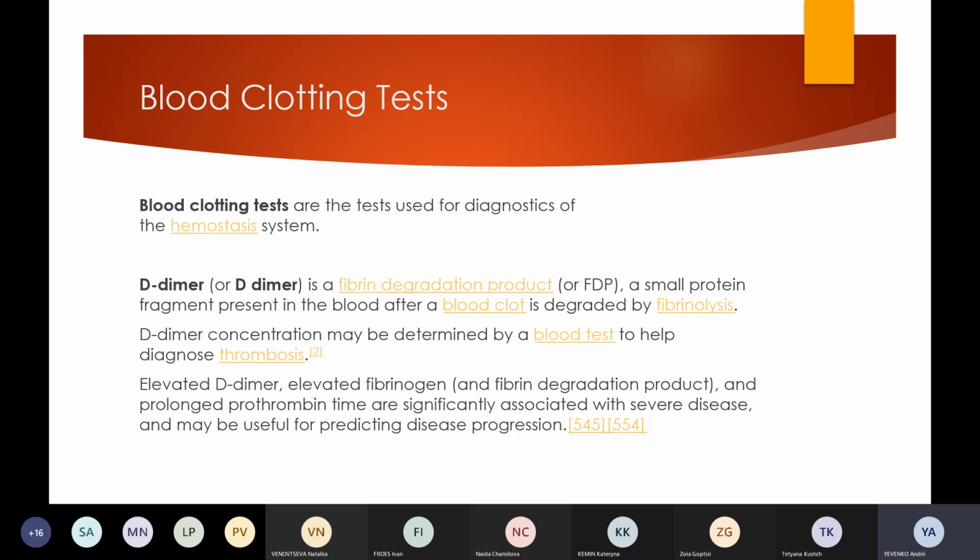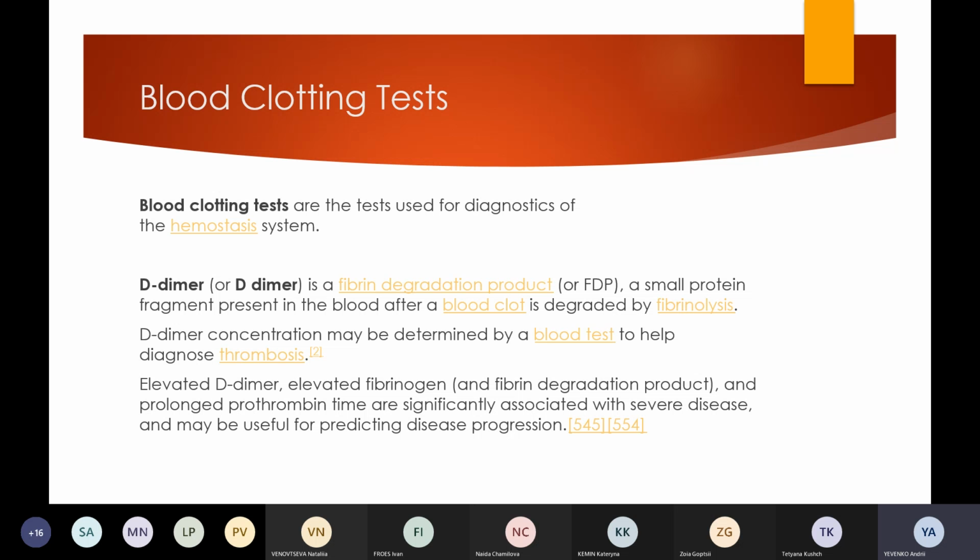So when a blood clot forms to prevent bleeding, it is usually not there forever. There is damage in your vessel, a clot forms, it prevents the bleeding, and it stays there while the vessel is repaired. And after the blood clot falls apart, its components are degraded by special enzymes in our body. And one of these components is D-dimer.